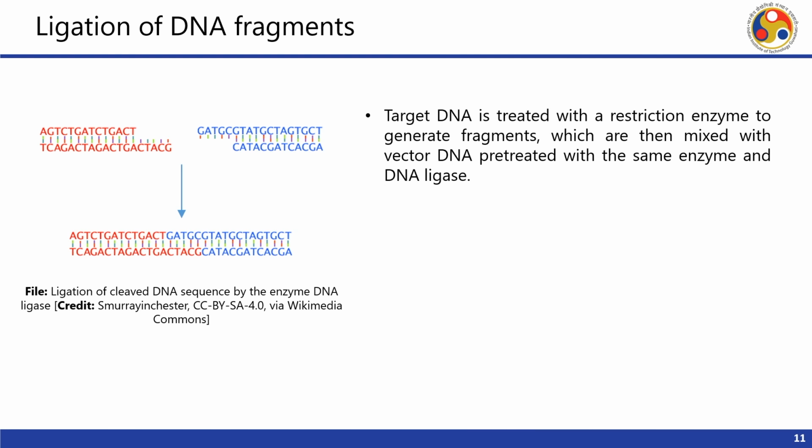Target DNA is treated with restriction enzyme to generate fragments, which are then mixed with vector DNA pre-treated with the same enzyme, and DNA ligase. Here, due to complementarity of these two ends, they will pair with one another, and then the two molecules will be joined by DNA ligase. DNA ligase covalently joins the DNA fragments and vector DNA through 3' to 5' phosphodiester bonds. The ligation mixture contains various interconnected DNA molecules, including the vector bonded to the target DNA.